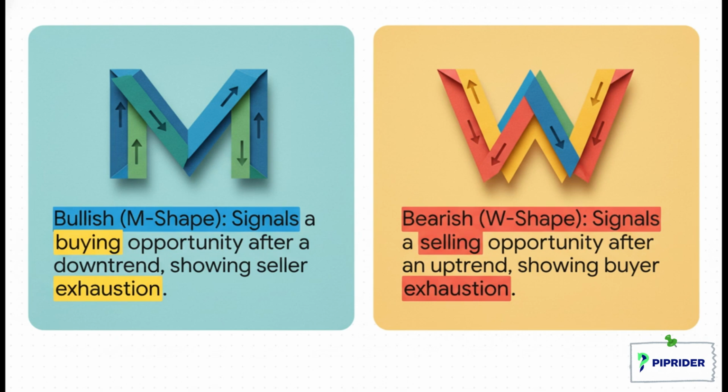The bullish Gartley, that's the one on the left. It kind of looks like a stretched out M. It pops up after a downtrend and basically screams that sellers are getting tired. Then on the right, you've got the bearish Gartley, which looks like a W, and it signals that buyers are running out of steam after a nice uptrend. Each shape is like a little visual map of a power struggle.